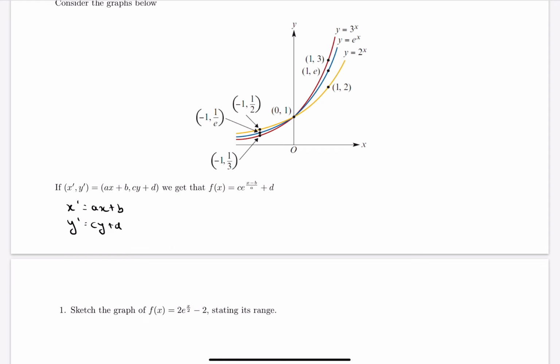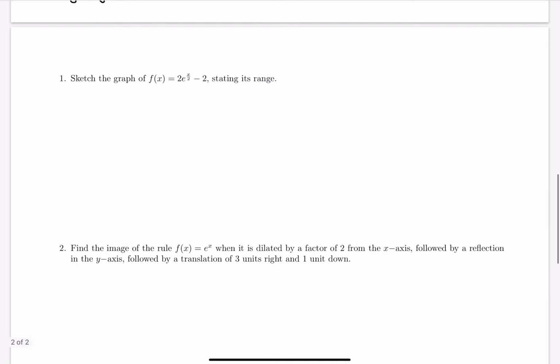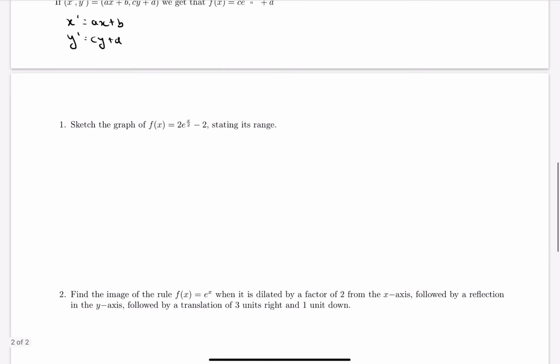Now, lucky for us, and I described this a little bit in the last class, we don't have to worry too much when we're graphing exponential functions about dilations, about horizontal translations, because when you go to graph it, a lot of that stuff is just captured in finding axis-intercepts. So let's have a look at a couple of examples. Question 1 wants you to sketch this graph, stating its range.